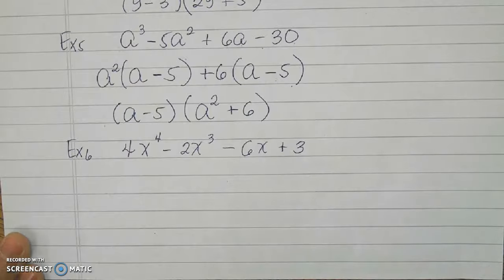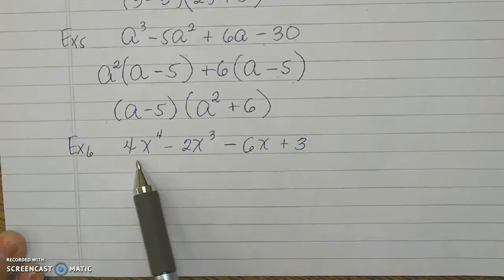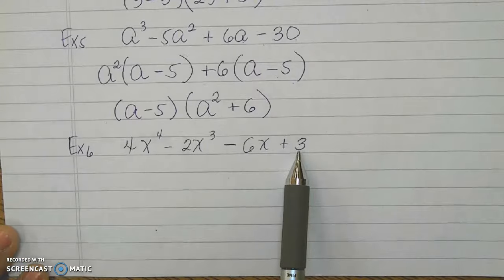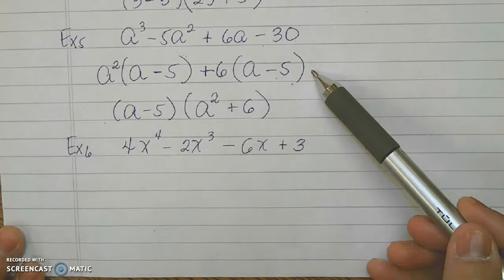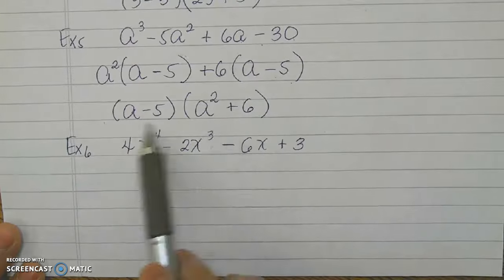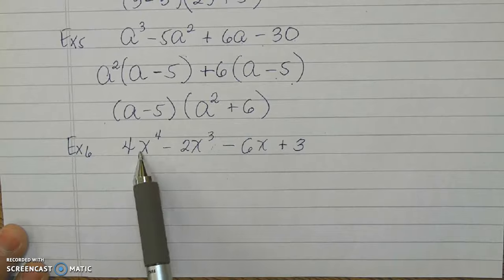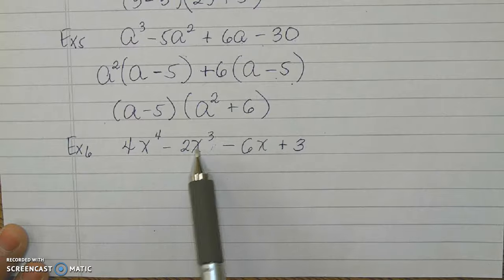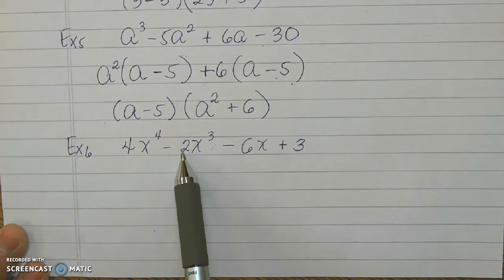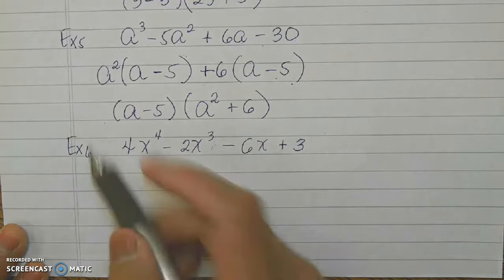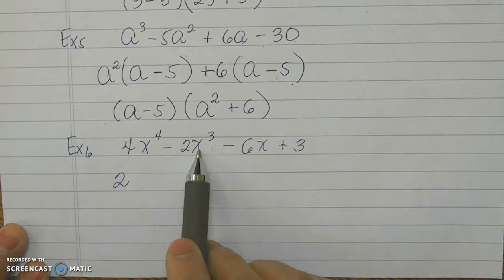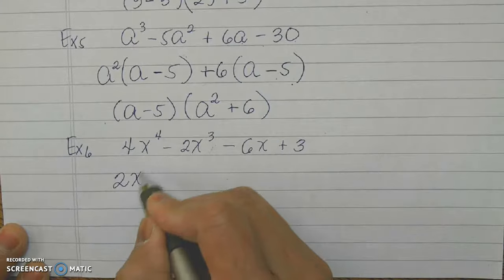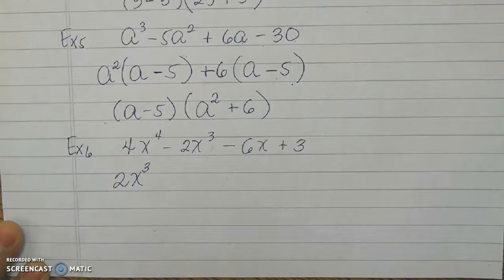Okay, now the next example is another polynomial that has 4 terms, so most likely we're going to use factoring by grouping. Again, this is what I'm going to group. I'm looking at 4x to the fourth minus 2x to the third. For their numerical coefficients, I know that my biggest common factor is 2. For the literal part, x to the third is my biggest common factor.